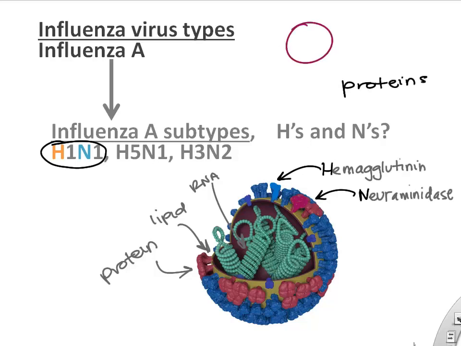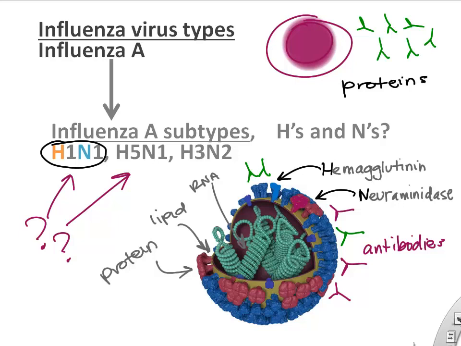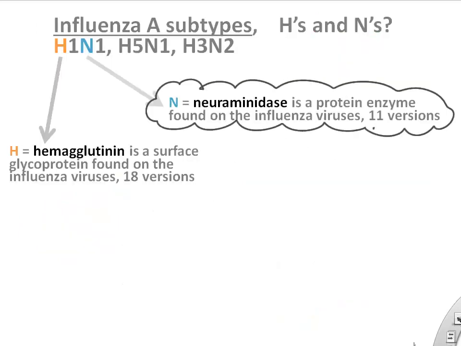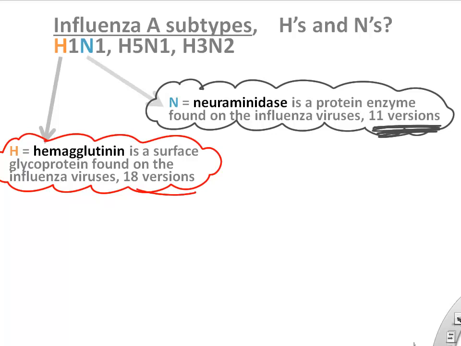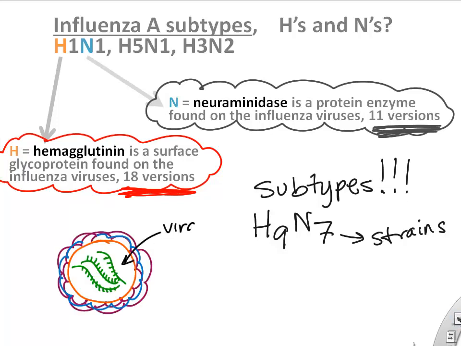So again, we can imagine that our immune system then can detect these antigens, these viral antigens, and then make antibodies against them. And these are the primary targets of our immune system in the flu virus, the hemagglutinin and the neuraminidase antigens. So we make antibodies against those. An interesting thing, there are 11 versions of neuraminidase and over 18 versions of hemagglutinin, and they can be combined to create the various subtypes of the influenza A virus. So you could have something like an H9N7, and then you can actually have strains of the different subtypes.